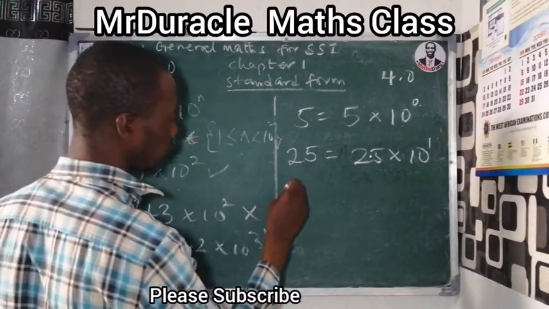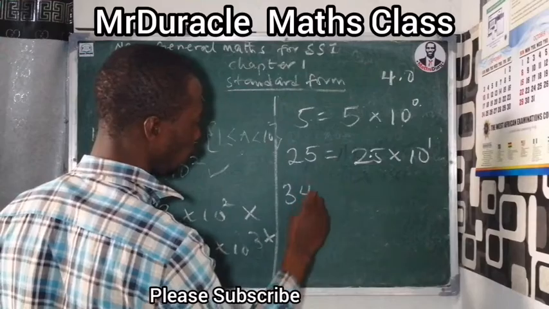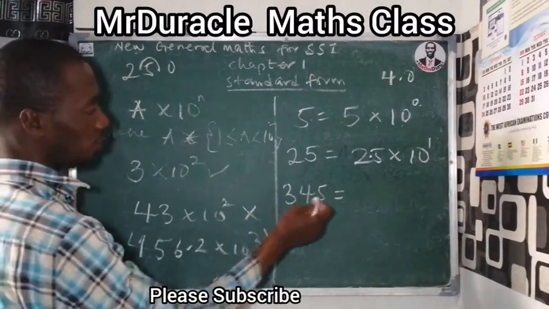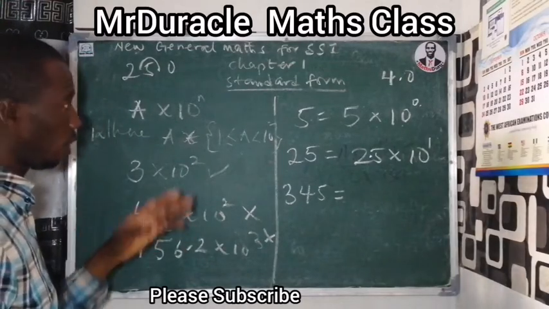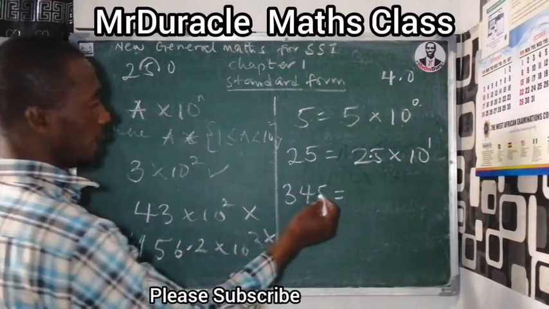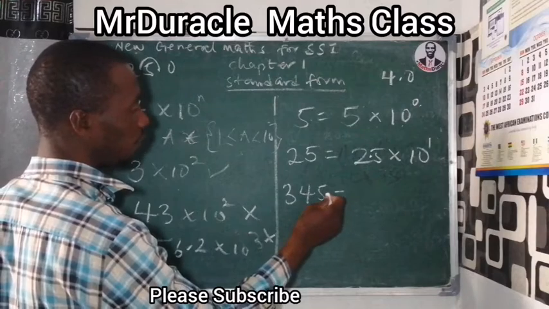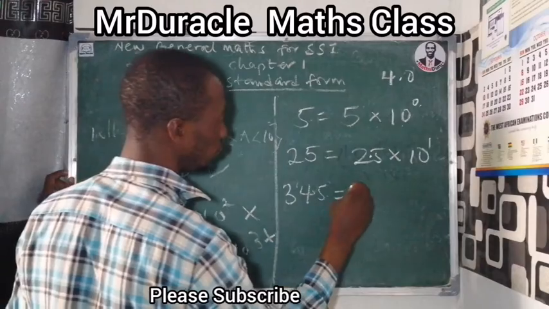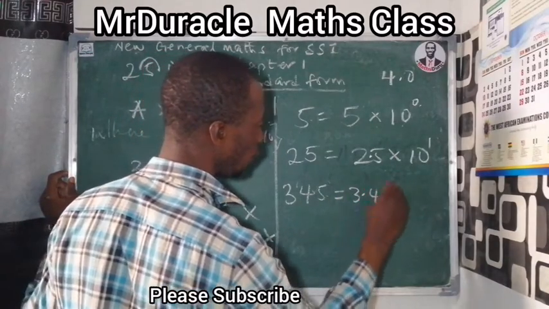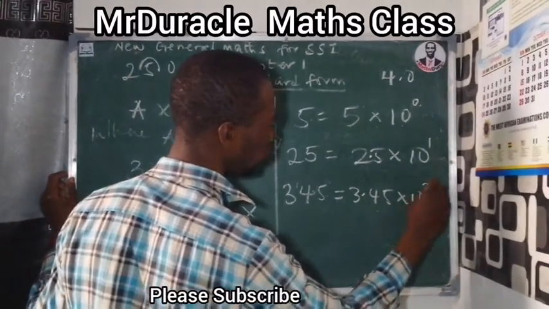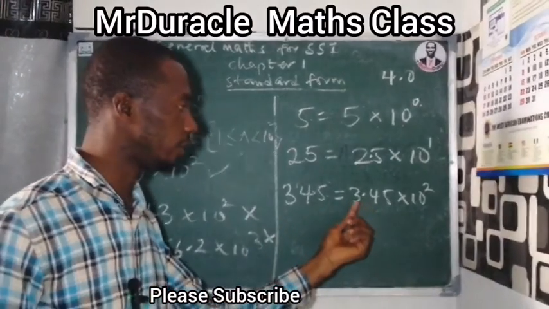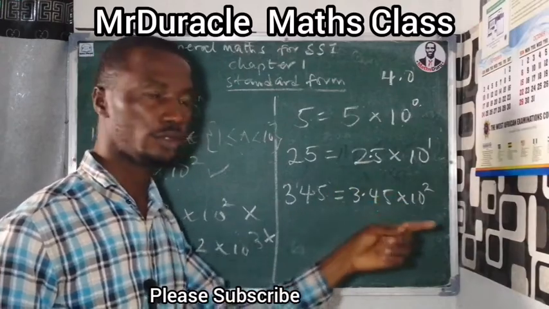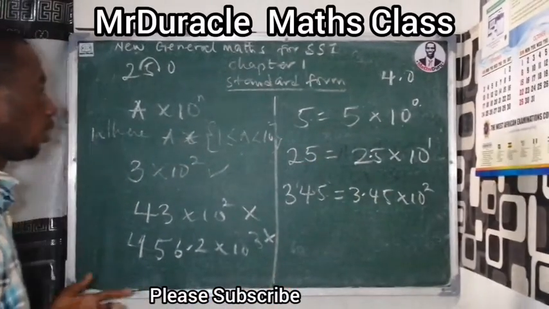Let's go again. Let's say I have 345. In standard form it will be what? At a point, you will stop doing this because you have it in your mind that you are counting backward. There's an invisible decimal point here, so you're counting 1, 2. So you have 2. So this is 3.45 times 10 raised to the power 2. If you notice, in each of those answers the front values are in units.